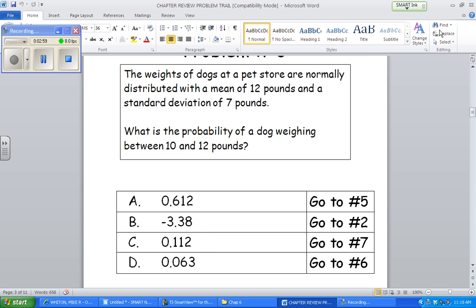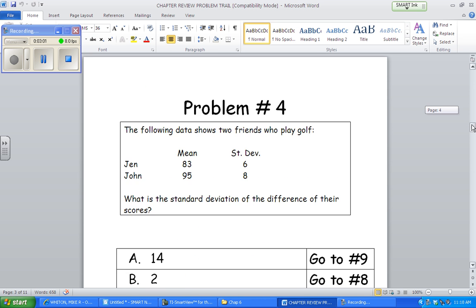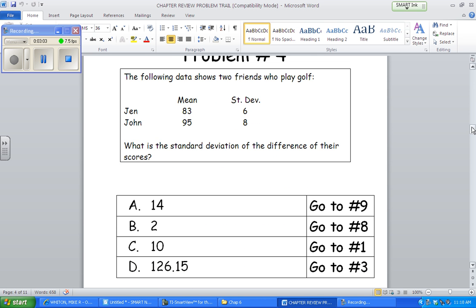Okay, all right, moving along. Number 4. Two friends play golf. We have their mean score. We have their standard deviation. So I want to know, what is the standard deviation of their differences? Basically, how many does one guy usually win by? What's the standard deviation of that?